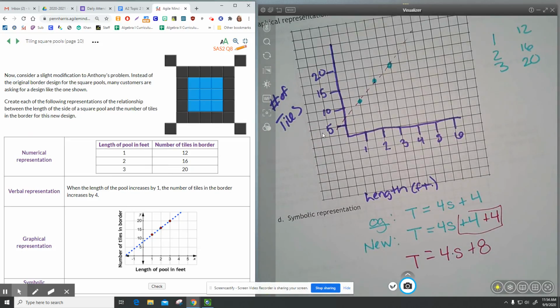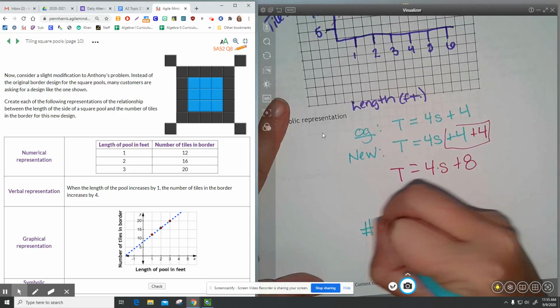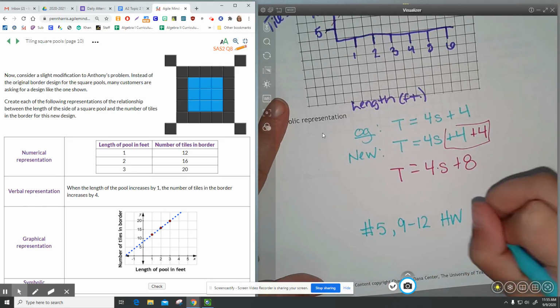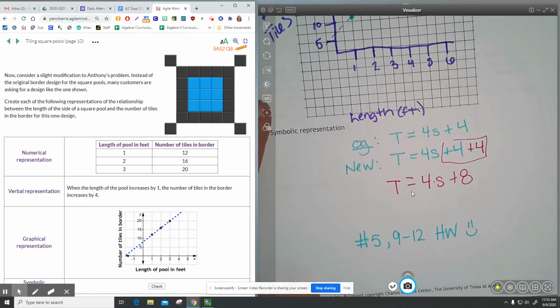Okay, so with that, guys, we should be done. Numbers 9 through 12, along with number 5, are homework. So again, number 5 and then 9 through 12 are your homework. Okay, we'll be back in class here to answer any questions and to work on some of this. Bye.